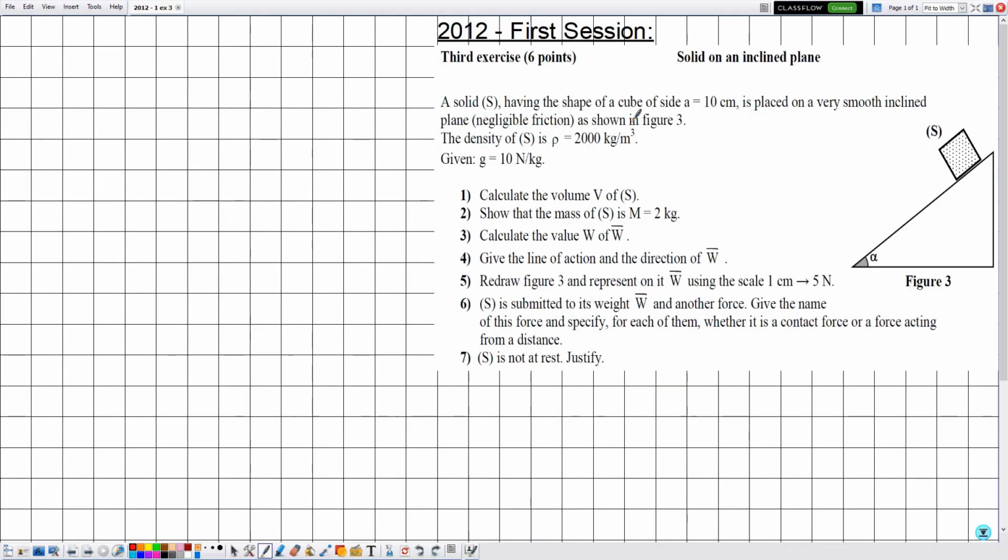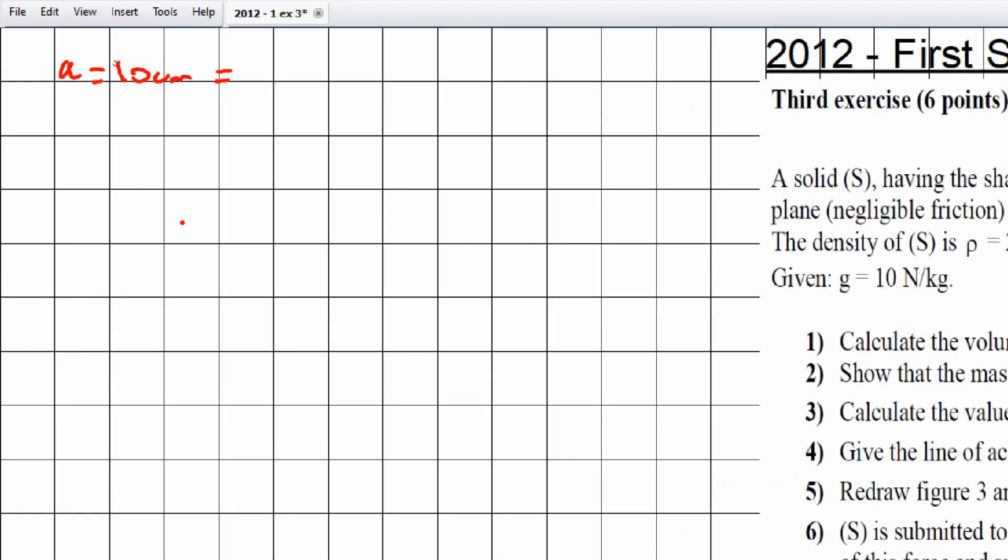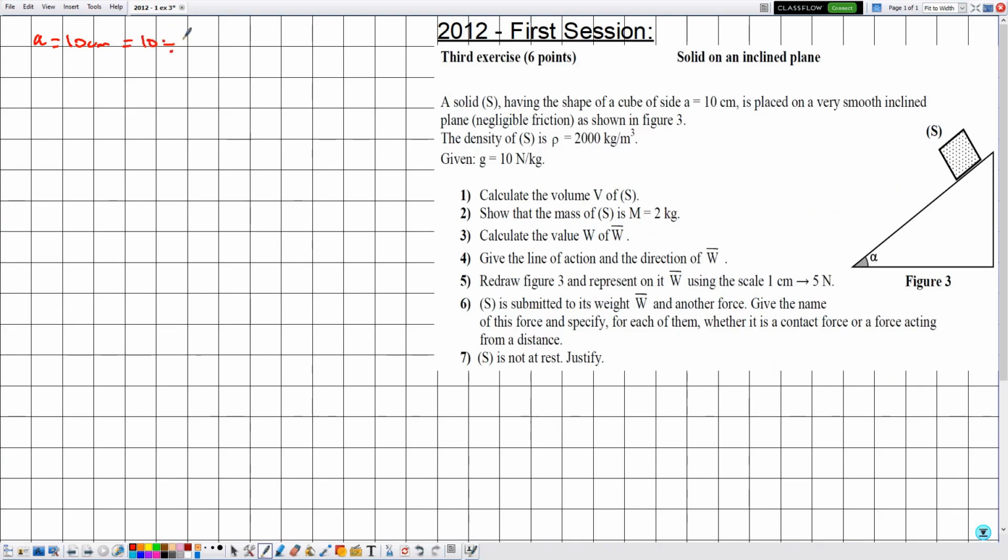A solid S having the shape of a cube of side A equal to 10 centimeters. Then A is equal to 10 centimeters. Knowing that the centimeter is not the SI unit of length, in order to convert from centimeters to meters, we divide by 100. Then 10 divided by 100, so the side of the cube is 0.1 meters.